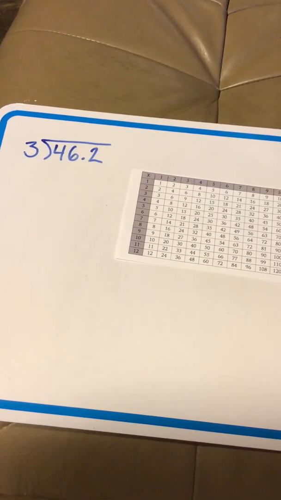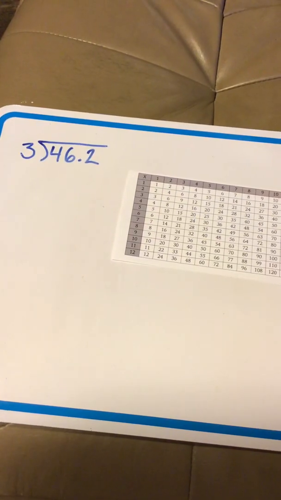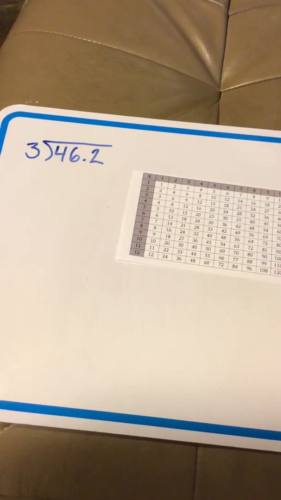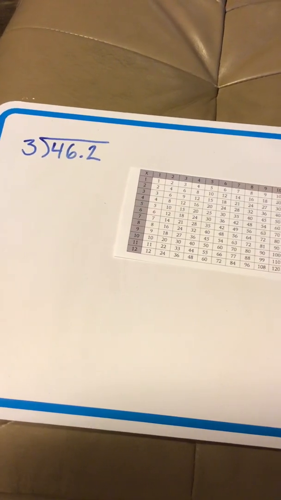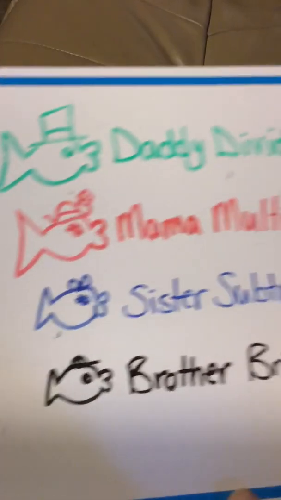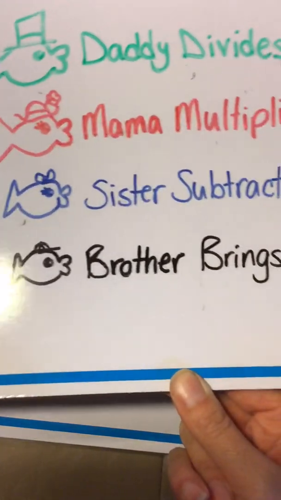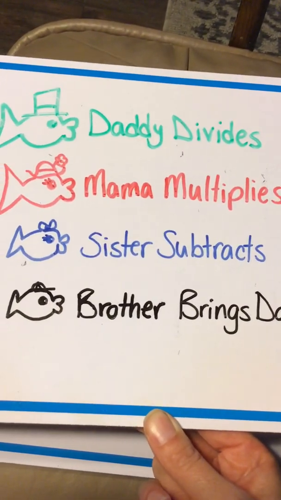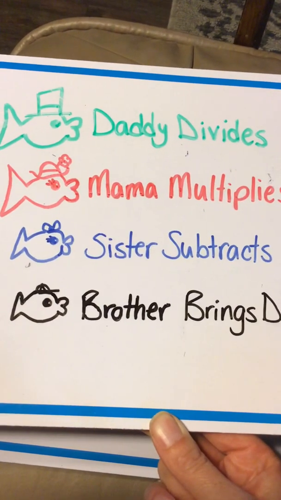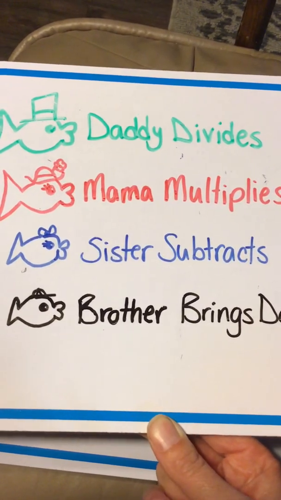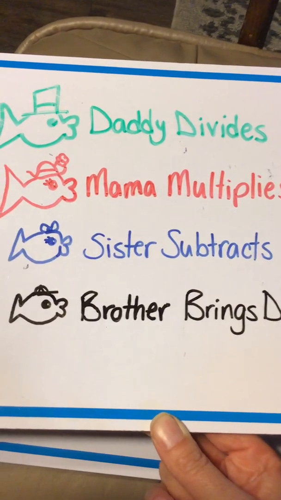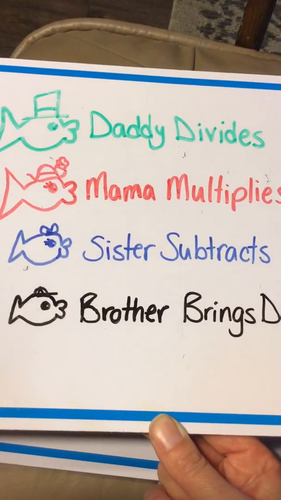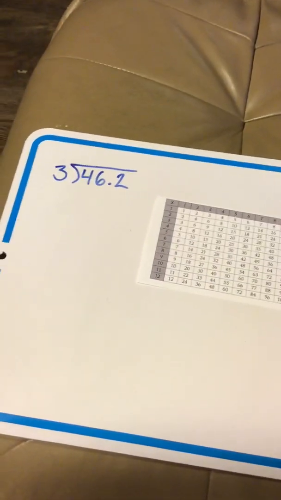Okay, so really important here though that we line up Daddy's answer really carefully on the roof, right? So again, remember, Daddy fish divides, Mama fish multiplies, Sister fish subtracts, and then Brother fish brings down. And we just keep working our way through that little mantra time after time until we run out of things to share. So we just keep always going back up to the top. Okay, so starting out with Daddy fish divides.